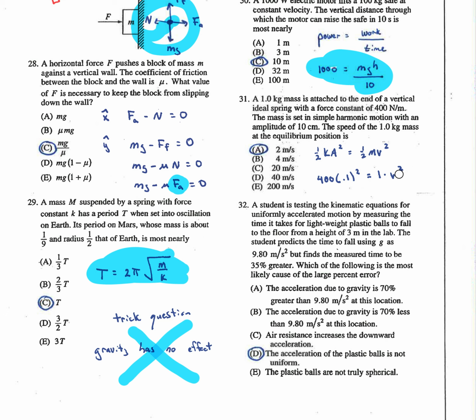This thing is going in simple harmonic motion, and we want to find the speed at equilibrium. Okay, we know that at equilibrium, all of the energy is kinetic, and at the end, all of the energy is elastic. So just set them equal to each other and find the velocity, which is the maximum velocity, at equilibrium.